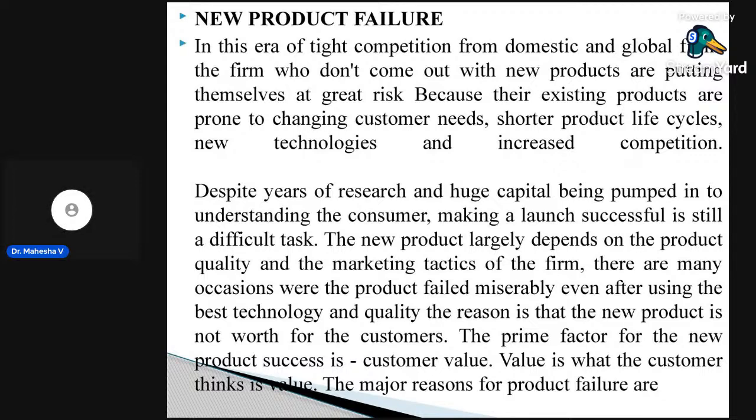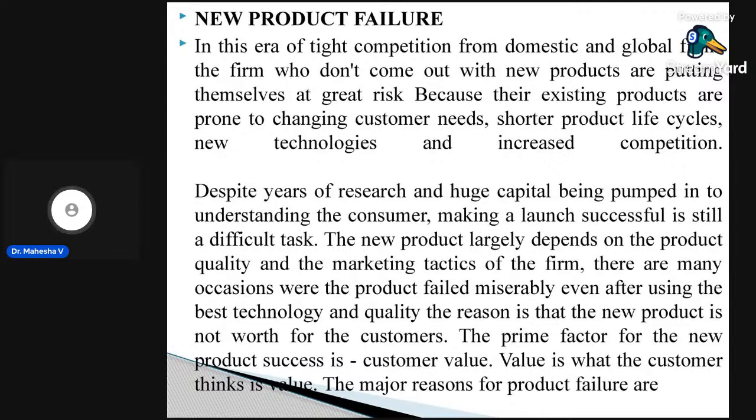There are certain reasons. Let us think why 98% of the products fail at the entry level itself. In this era of tight competition from the domestic and global field, firms who do not come out with new products are putting themselves at great risk, because their existing products are prone to changing customer needs, shorter product life cycles, new technology and increased competition.